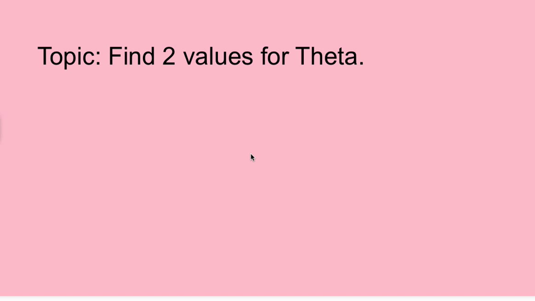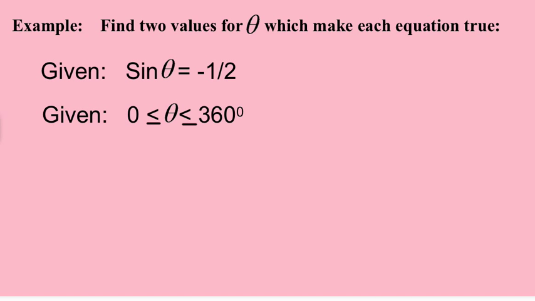Find two values for theta. So here's an example. Find two values for theta for which it makes this true. We give you two pieces. We give you that the sine of theta is negative 1/2 and the angle falls between 0 and 360 degrees.